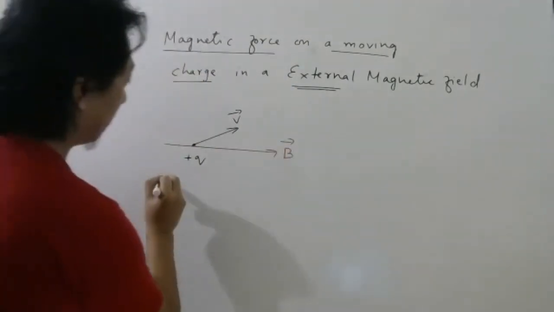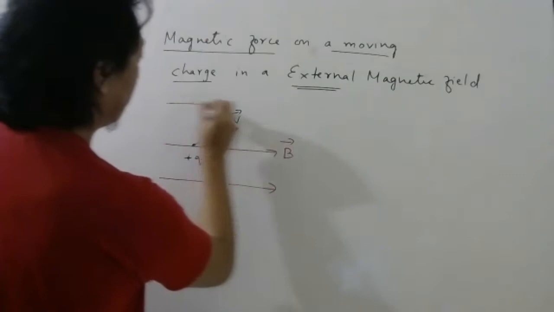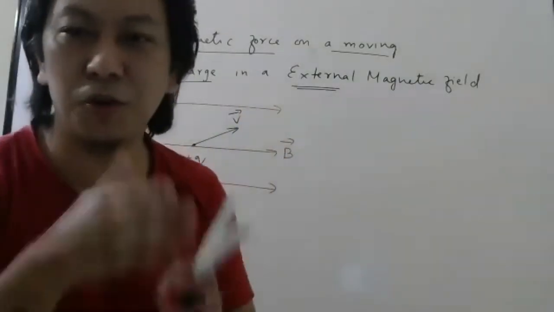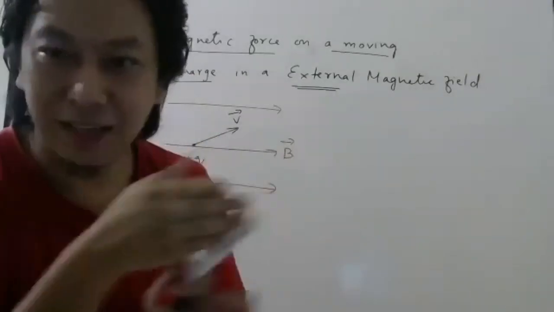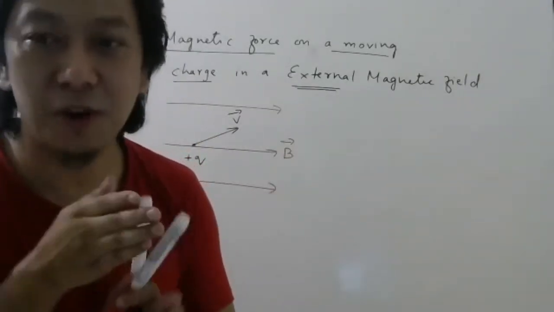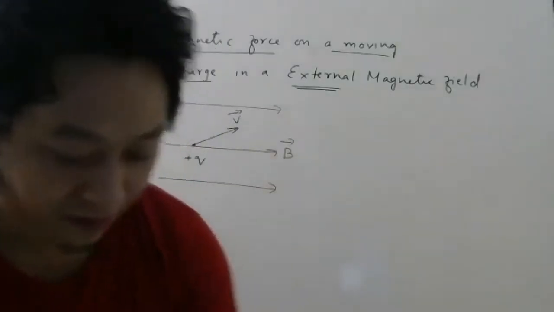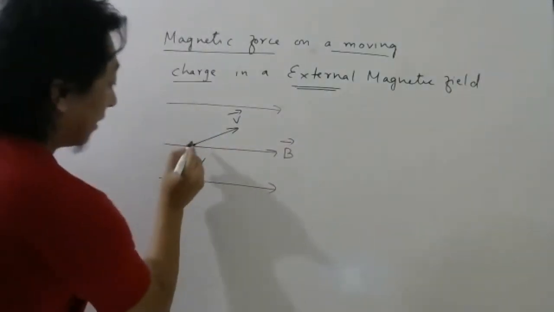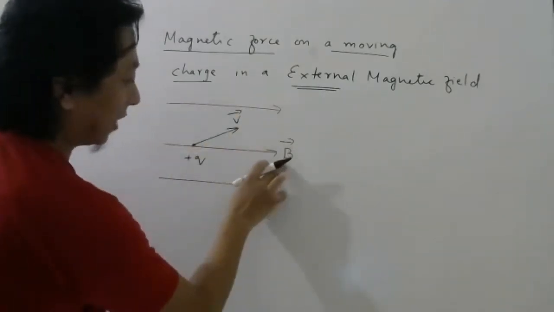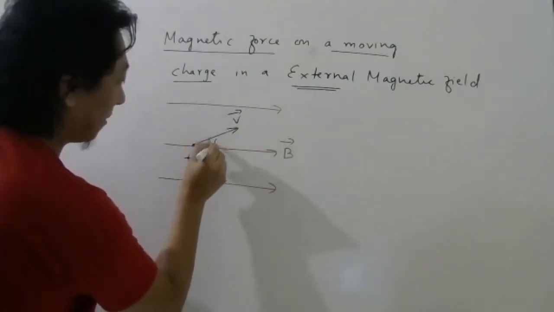So this is a magnetic field. Let us assume a uniform magnetic field. Just like you draw a uniform electric field with equidistant parallel lines, in the same way you can draw a uniform magnetic field. Then the angle between the velocity of the charge and this external magnetic field is, let us say, theta.